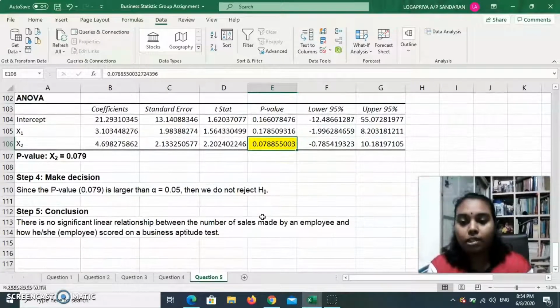Now we're going to make a decision. Since the p-value, 0.079, is larger than alpha equals 0.05, we do not reject H null. Step 5, we make a conclusion. There is no significant linear relationship between the number of sales made by an employee and how he or she scored on a business aptitude test. This is from me. Thank you.